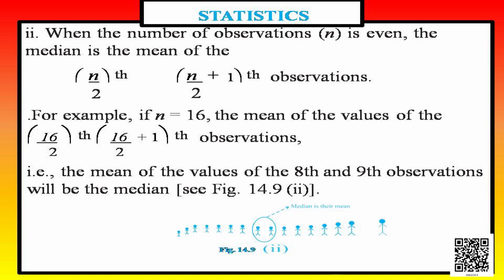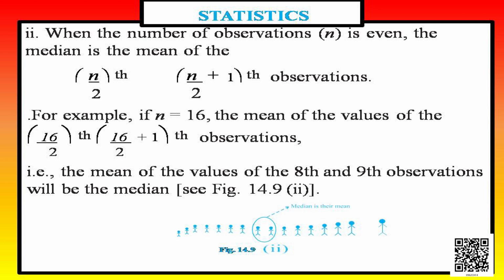Now, in the second case, when the number of observations, that is n, is even, then the median is the mean of the n by 2th and the (n by 2 plus 1)th observation. So, let us take an example for that. Suppose n is equal to 16, then the mean of the values of the 16 by 2th and the (16 by 2 plus 1)th observation, that is the mean of the values of the 8th and 9th observations, will be the median.